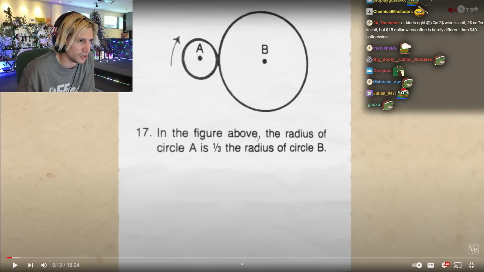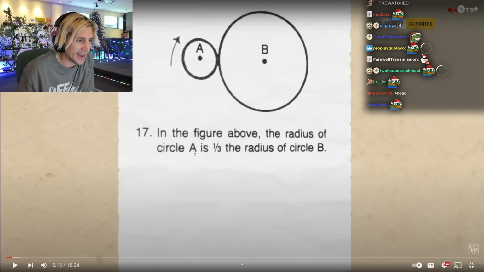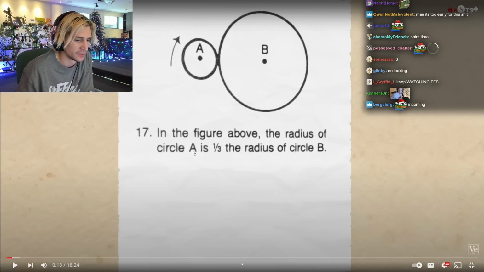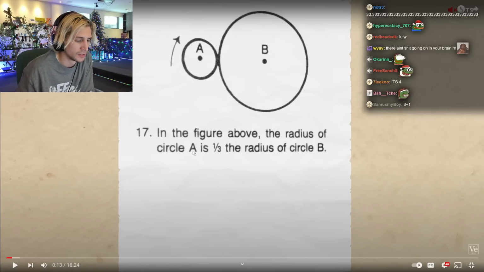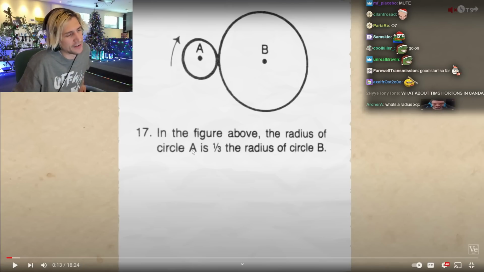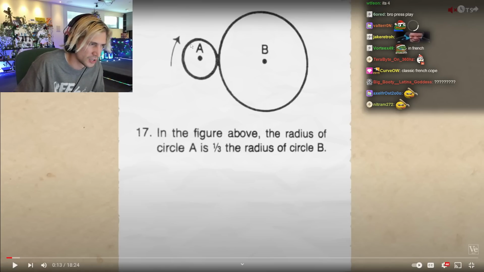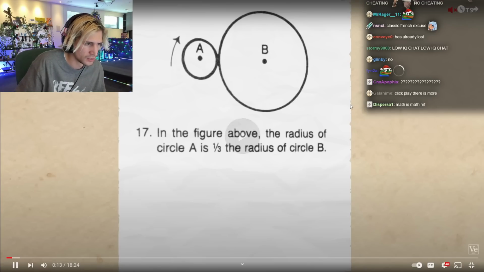In the figure above, the radius of A is 1/3 of the radius of B. Okay, in French, this is hard. I got this.